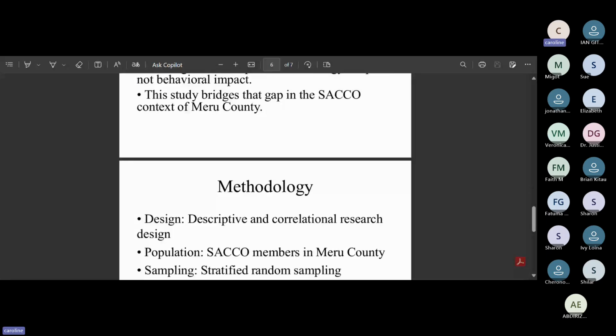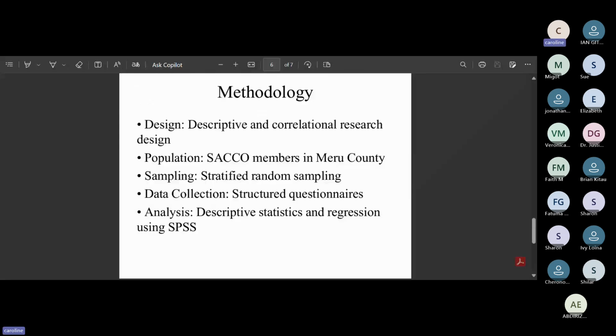The methodology, that is the design to be used, is descriptive and correlational research design. That is to describe the current situation in SACCOs and find out whether a relationship exists between mobile banking efficiency and the savings behavior without manipulating any variables.